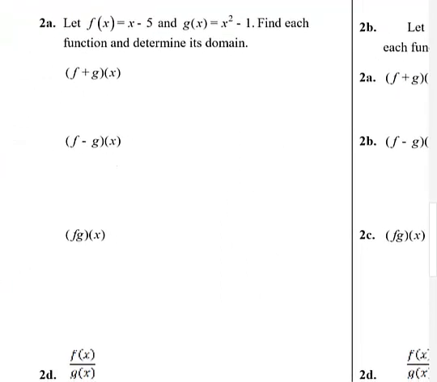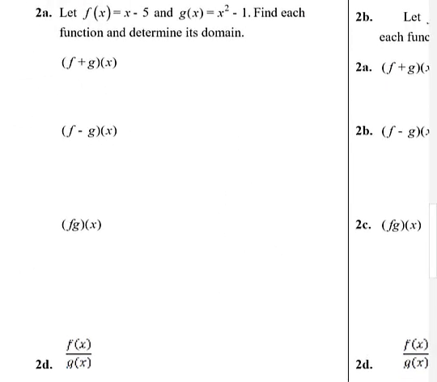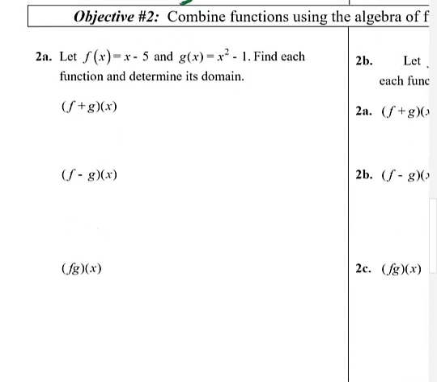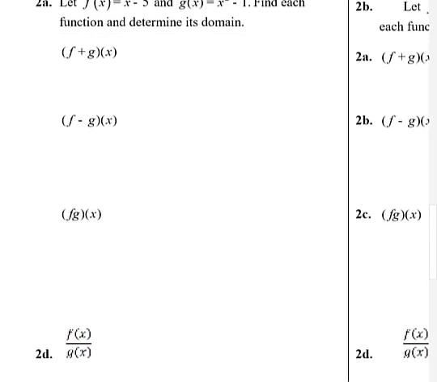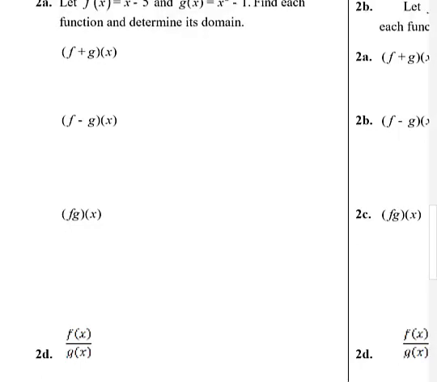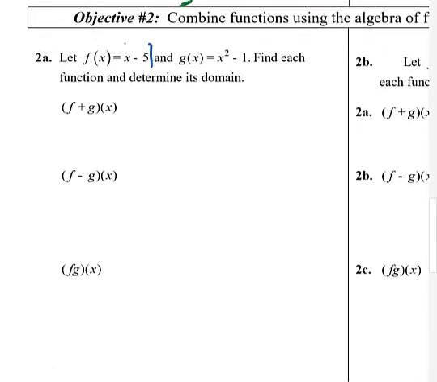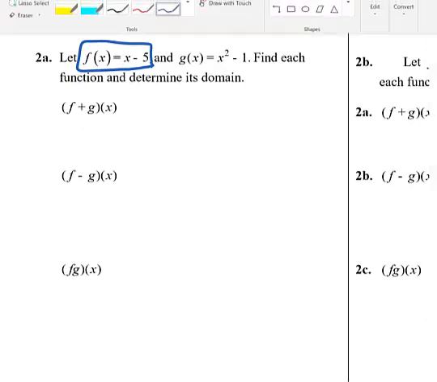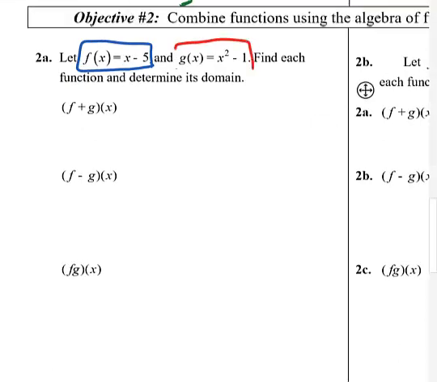Okay. So the next topic, objective 2, is how to combine functions by either adding, subtracting, multiplying, or dividing them. But this one I think you're going to like a lot. It's super simple. So the idea here is we're taking two functions. So here's f of x, x minus 5. That's a cute little guy. We'll try to color code to prevent confusion. And then g of x is x squared minus 1.